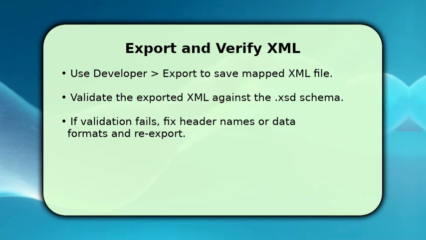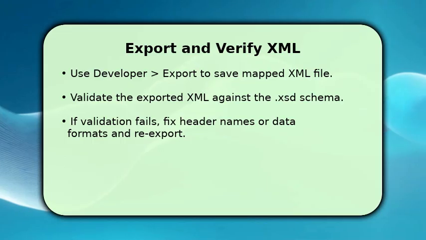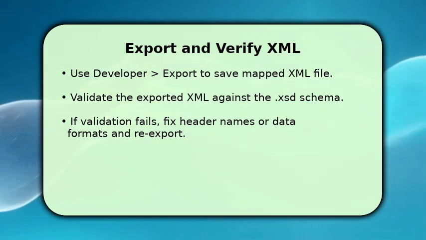After export, validate the XML against the original XSD using Excel or an external validator to catch schema mismatches. If validation fails, inspect error messages, correct header names, adjust formats, or remove invalid characters, then remap and export again.